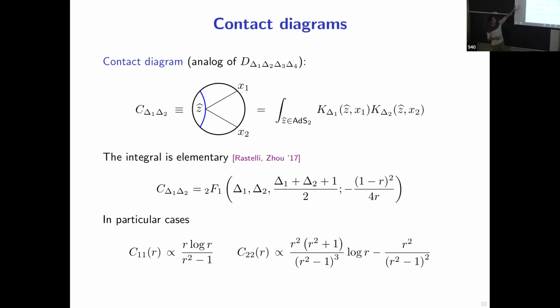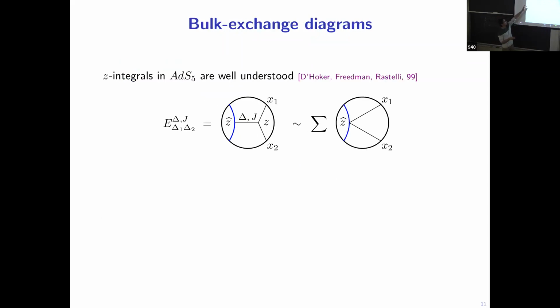And now the reason why this is so important is that you can use contact diagrams as building blocks for more complicated diagrams. The first case where this happens is bulk exchange. For bulk exchange, you have some 3-point vertex in the bulk, so you need to integrate over the vertex in AdS5 and the vertex in AdS2. But the internal propagator is some complicated hypergeometric function, so in principle this integral is hard. But there's a nice trick that we developed already in the early days of AdS/CFT that allows you to reduce this to a sum of contact diagrams.